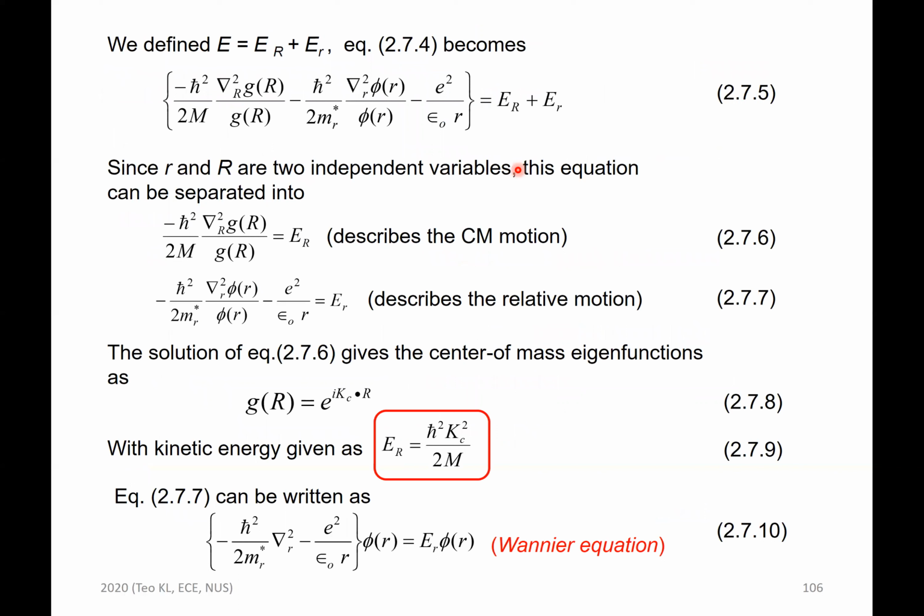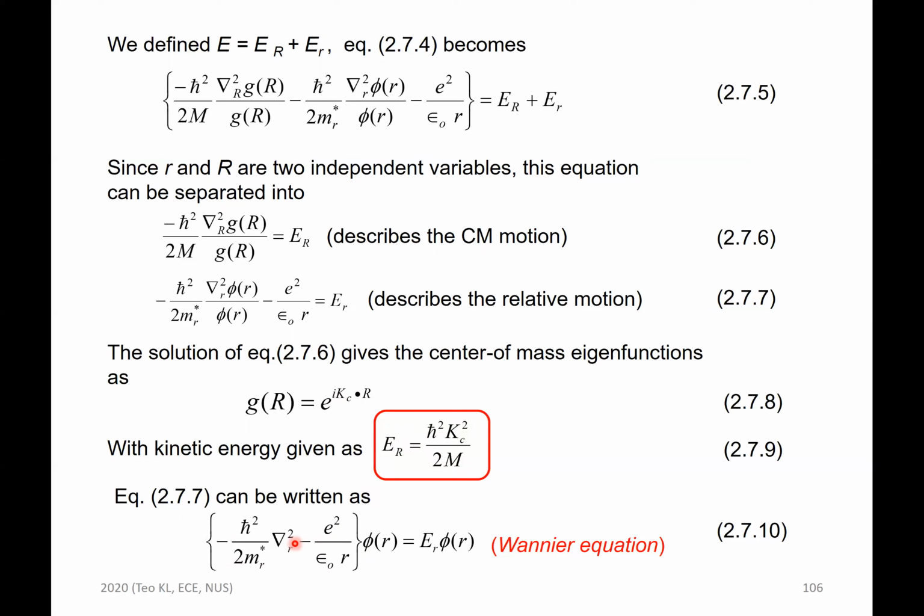So in solving the Schrodinger equation, the center of mass motion wave function can be easily found to be e^(i Kc·R), where Kc is the wave vector for the center of mass motion. And the energy is given as ħ²Kc²/2M*. When solving the relative motion, you're basically solving the kinetic energy plus the Coulomb attraction. And this is none other than solving the hydrogen atom for electron and proton.